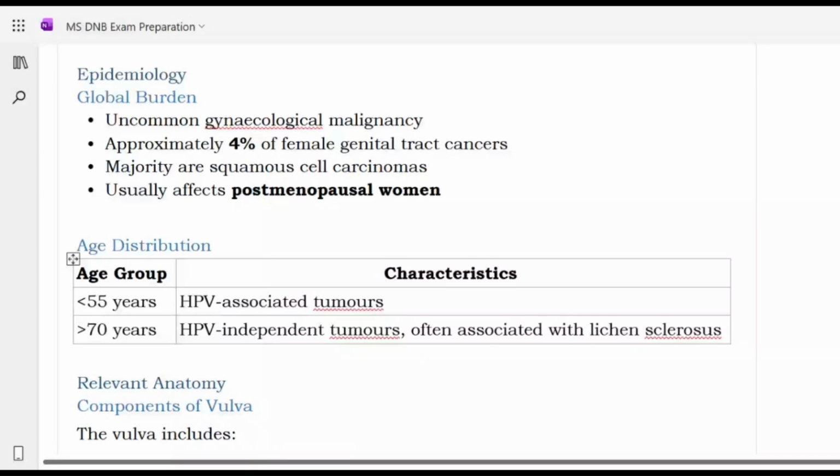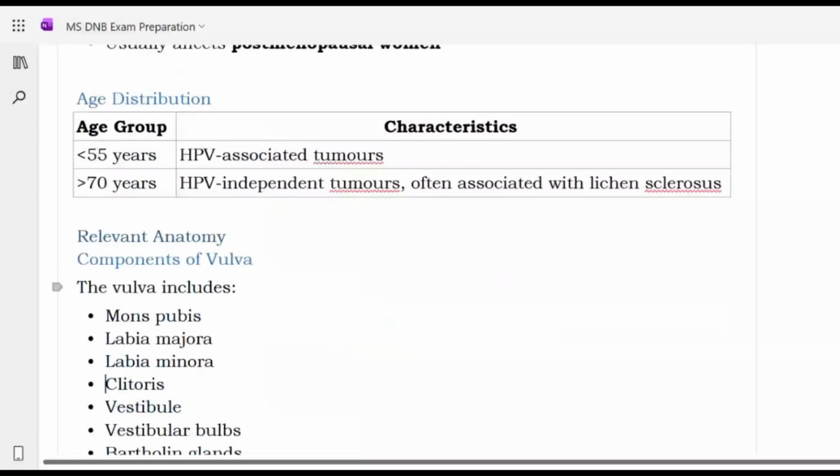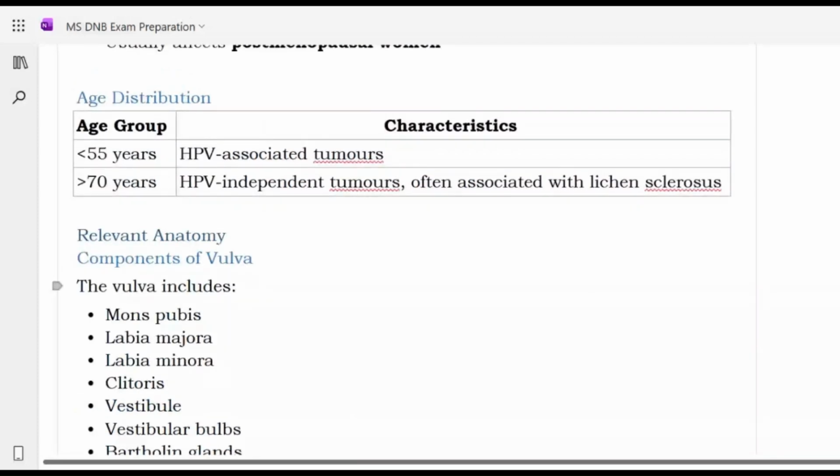Majority are squamous cell carcinomas, usually affecting postmenopausal women. And the age group you should concentrate on, because you see this in two different age group populations, and their nature and histopathology are also different. Okay, so the one which begins quite early, seen in relatively young age, diagnosed below 55 years of age, is associated with HPV. So when you get this vulval malignancy in postmenopausal women, but less than 55 years, generally it is an HPV associated malignancy.